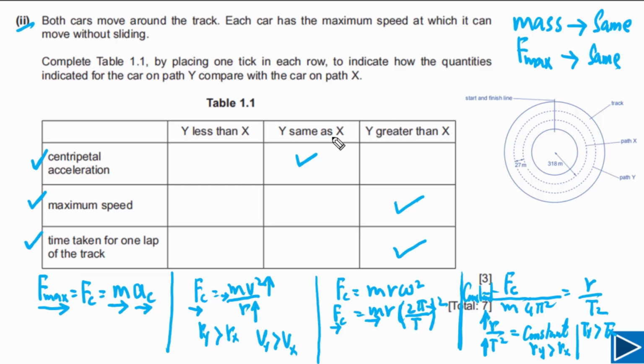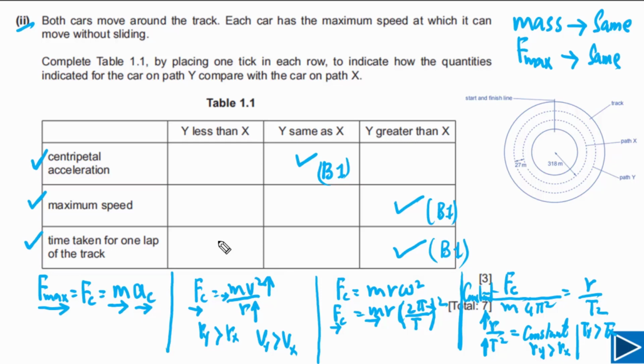And this question has 3 marks. So this has 1 mark. This is B1, meaning you have to tick here. And this one also has 1 B mark. You must tick in this circle. And the last one is also B1 mark. So if you tick in this rectangle, you will get this mark.